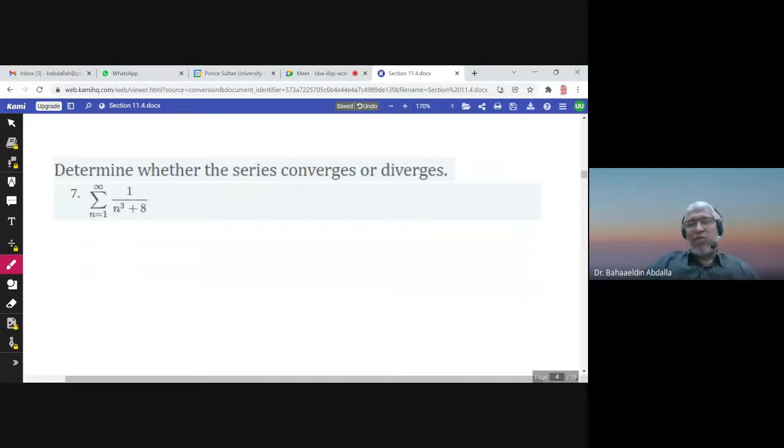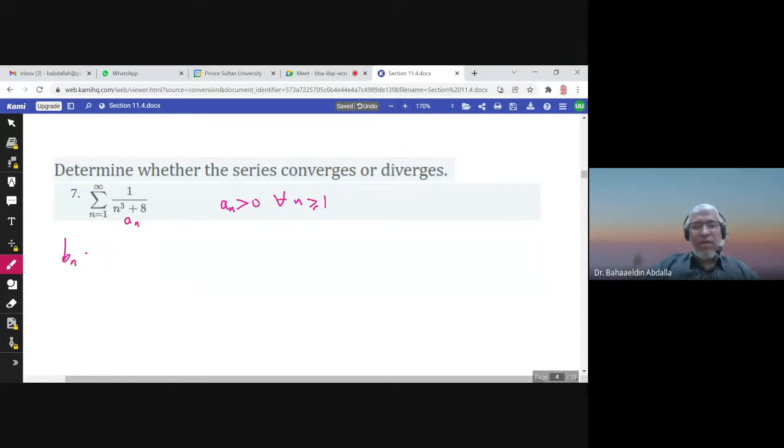Determine whether the series converges or diverges. Okay, here you don't know. So this is an, and I need to determine bn. But first, I have to make sure that an is positive, greater than 0 for all n greater than or equal to 1. So it has positive terms.